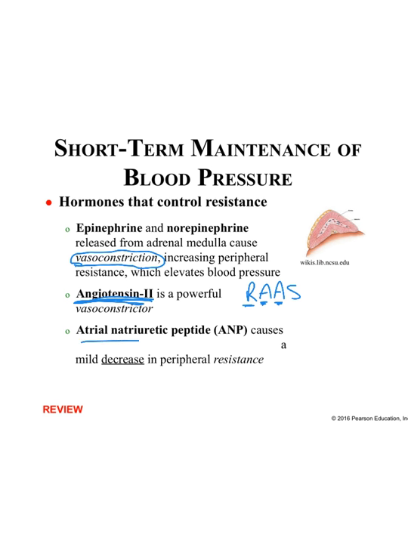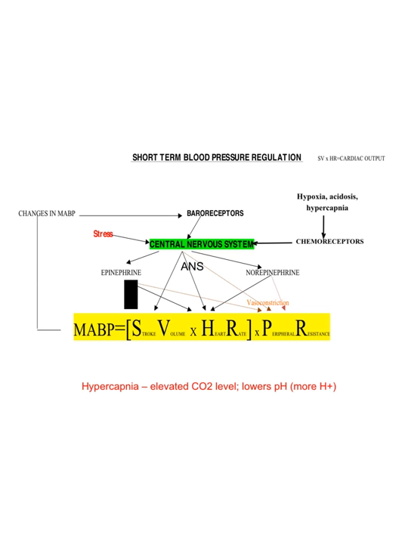Of course, ANP is going to do the opposite of what angiotensin II does. It decreases the peripheral resistance slightly because it's released when blood pressure is too high. If you lower peripheral resistance, you will decrease the blood pressure. So this is basically a map that you should be able to work yourself through. Again, these are short-term effects, how we regulate blood pressure.